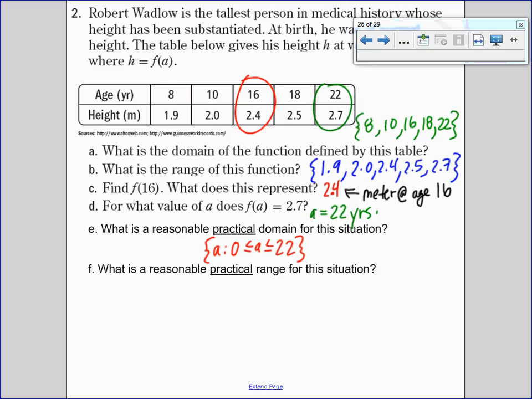Practical range then, our practical range would be H values. However, I would argue our H values wouldn't start at 0. What would our H values start at? Well, when he's born at time t equals 0, probably a portion of a meter, right? No, that's at age 8. So right when he's born, I would guess maybe 0.2 meters. A little bitty baby. So I'm guessing maybe 0.3 meters, 0.2 meters. Don't put M there. Sorry, don't put M.